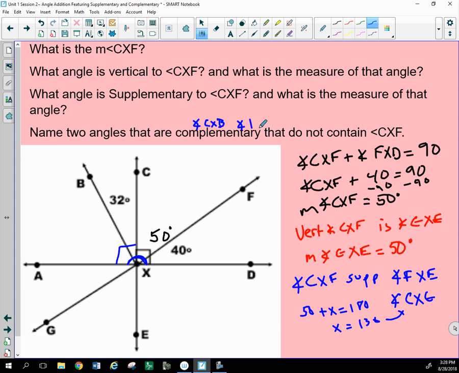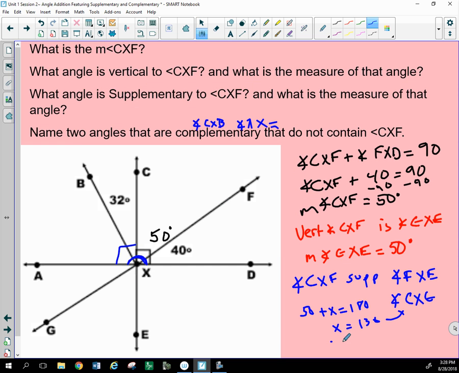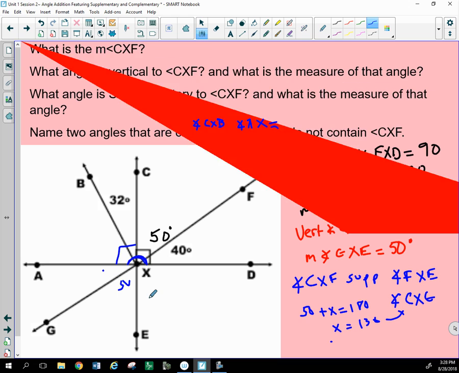Angle CXA. All right, and there's another pair down here. We could do angle AXG and GXE. Those would also work as angles that do not contain CXF and are complementary. These angles down here are also complementary, because if you look, they're vertical angles. This one was 50 and that one is 40, so those would also work as well.